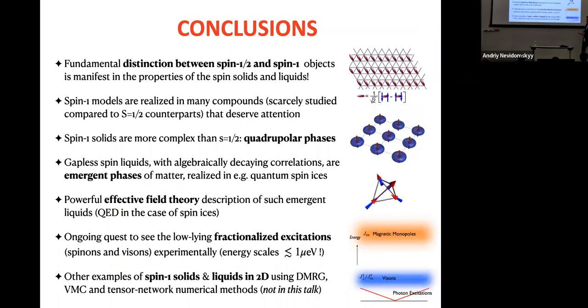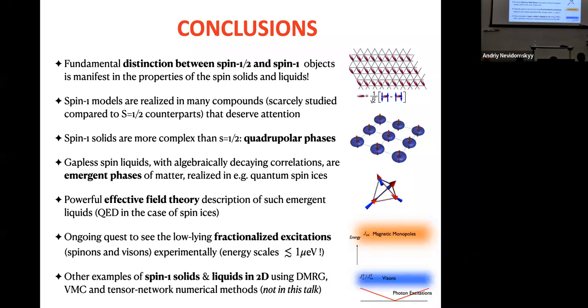Now, on that note, let me bring up this slide where I'll try to summarize what I told you today. I said that the spins are not created equal. Spin half and spin one look different from one another. This was formulated in a conjecture by Haldane, and more rigorously in the theorem by Lieb, Schultz, Mattis, Oshikawa, and Hastings that I mentioned later. The spin one models appear naturally in many compounds, and that's a good reason alone for studying them. But more interestingly, they allow for more complex solids, such as the quadrupolar phases shown here.